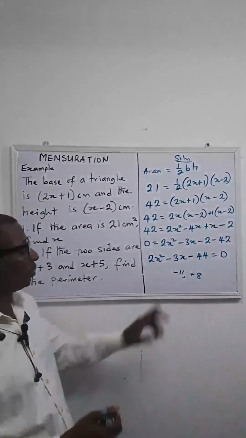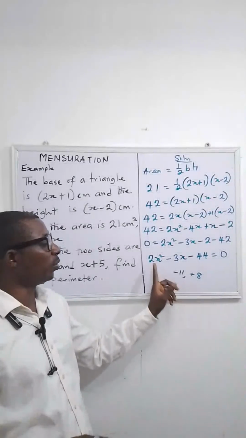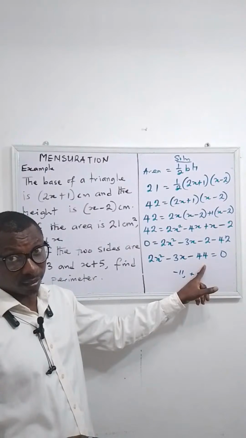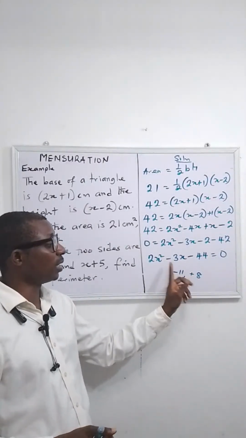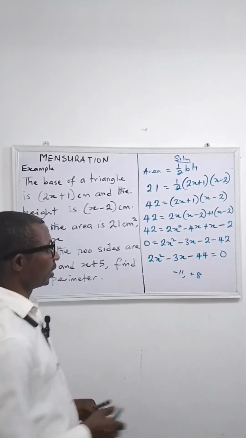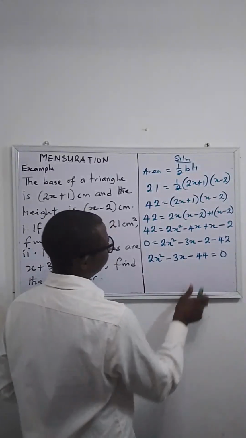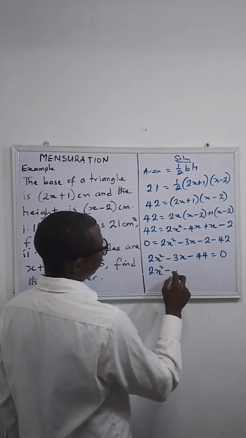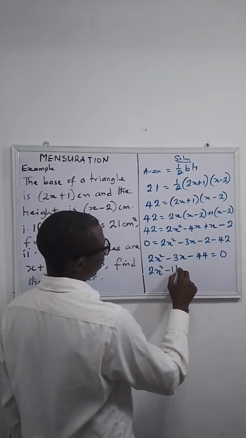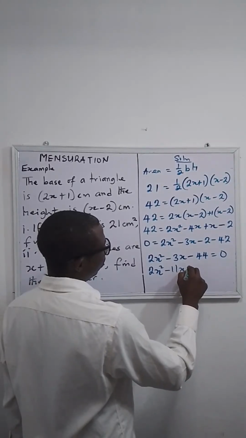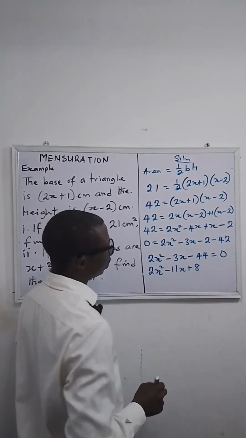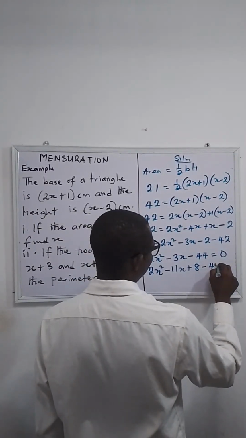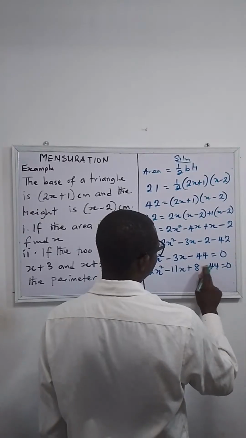Alright, so when you look at this, if you multiply this and this together, you have the product, which is 2 times negative 44, that's negative 88, okay? And then when you add this together, you have negative 3. So that means this equation turns to 2x squared negative 11x plus 8, okay? So plus 8x negative 44 equals to 0.